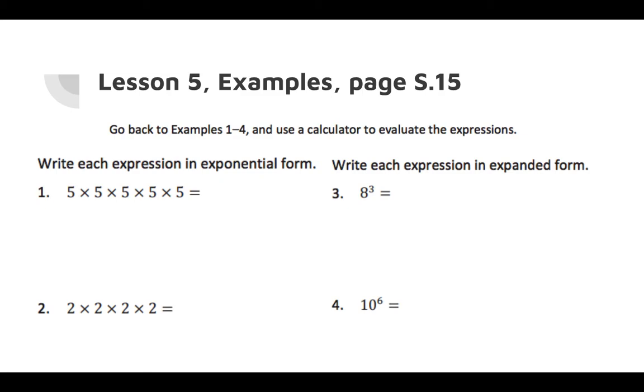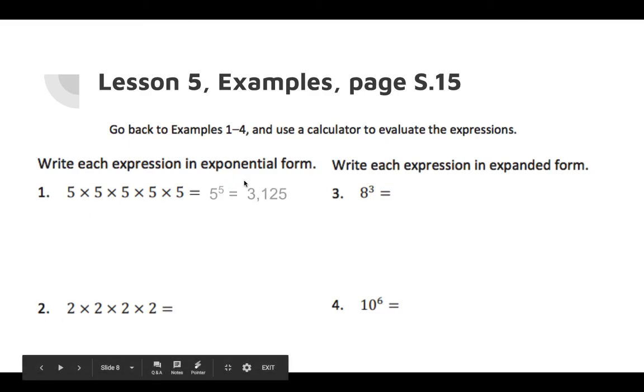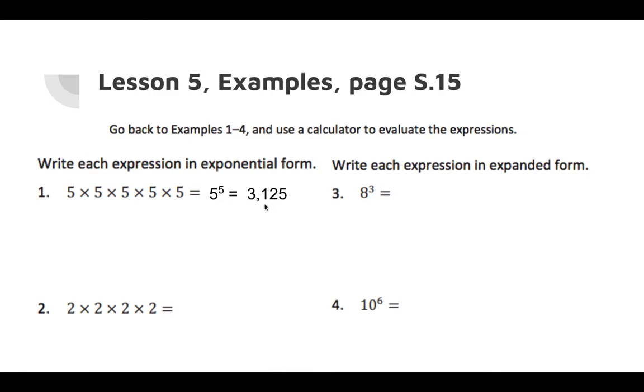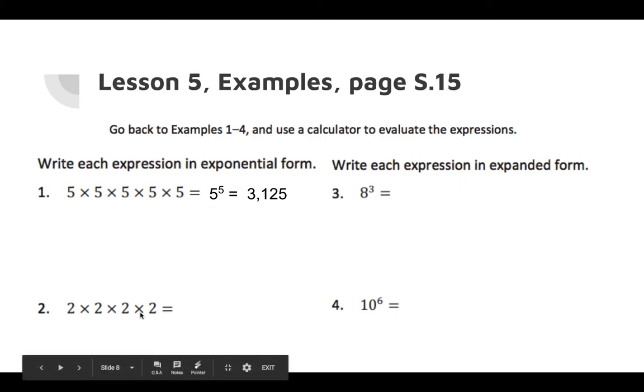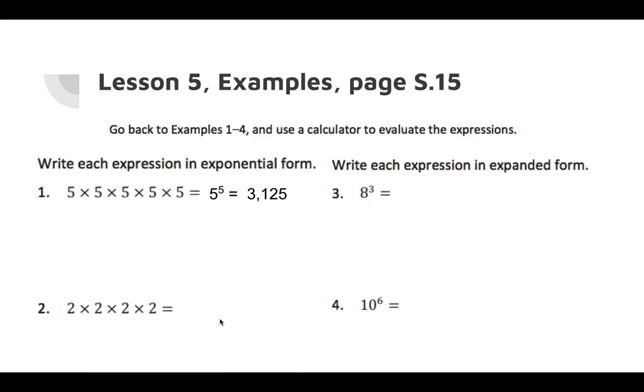Now we'll go back to examples 1 through 4. Remember that we saw that, and use a calculator to evaluate the expression. So we had 5 to the power of 5, and that equals 3,125. So pause right here and solve for the rest. I know that there are some that you can do by hand. If you can do it by hand or in your head, that's fine.